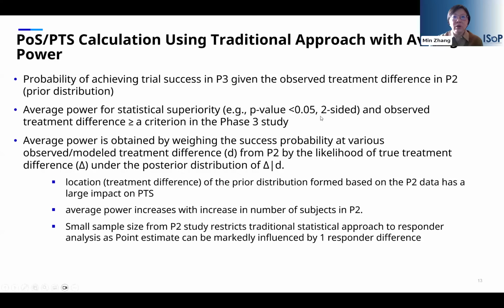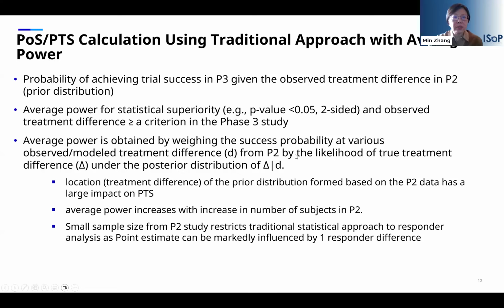As shown in the previous slide presented by Zhang, for the project at hand, the sample size of the phase 2 study is relatively small in stage 3 in the muscle cohort, with 9 patients from each treatment group, which restricts the traditional statistical approach of calculating average power to responder analysis, which is targeted as a moderate improvement in TIS, which is a binary endpoint. So the point estimate can be markedly influenced by one responder difference.